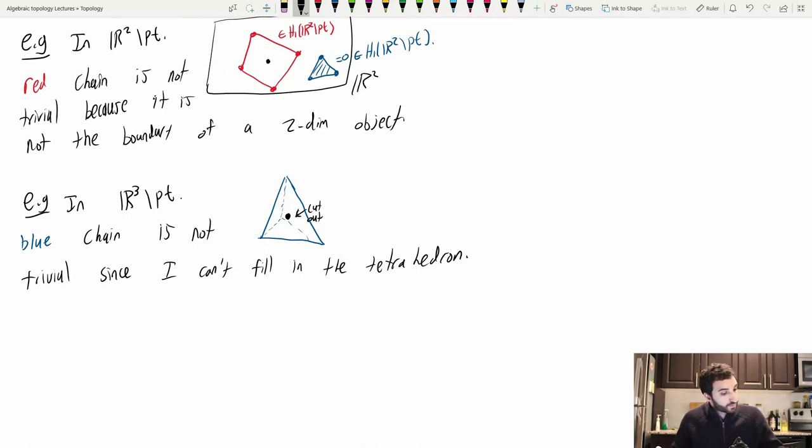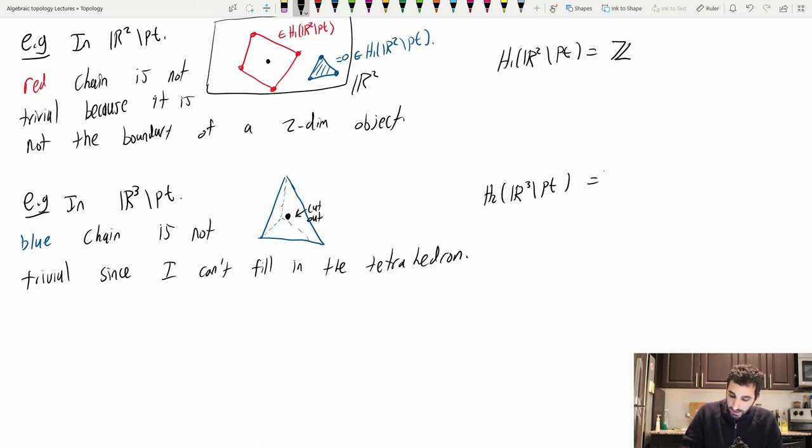Great. So in fact, we'll learn that in this case, H1 of R2 minus a point is isomorphic to the integers, and it's in some sense generated by that red chain, as you would imagine. And here, H2 of R3 minus a point is also equal to the integers, generated by that blue tetrahedron.